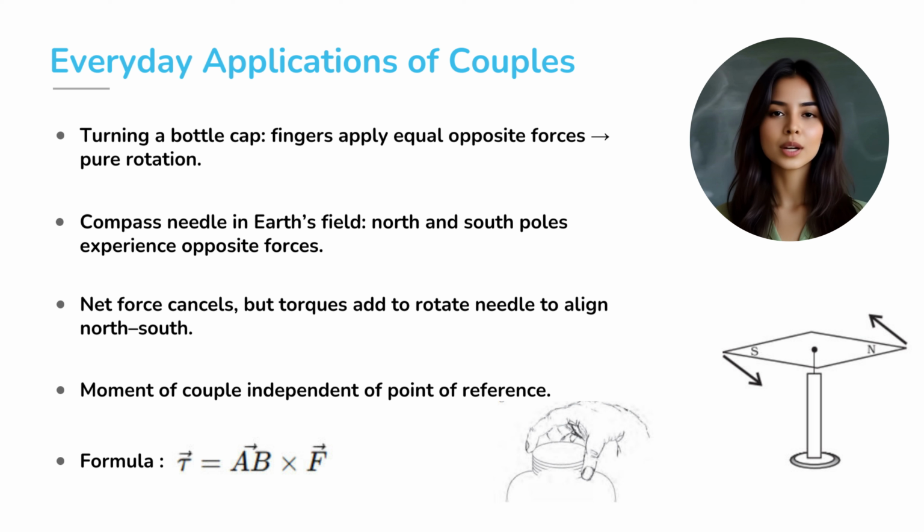Or take a compass needle in Earth's magnetic field. The north and south poles feel equal but opposite forces. These cancel out in translation but add up as torques, making the needle rotate until it aligns north-south. The moment of a couple depends only on the distance between the forces and their magnitude, not on the reference point. That's why bottle caps open reliably regardless of where you hold them.